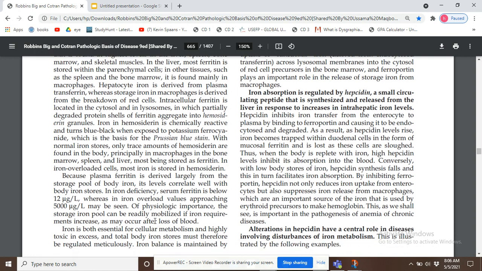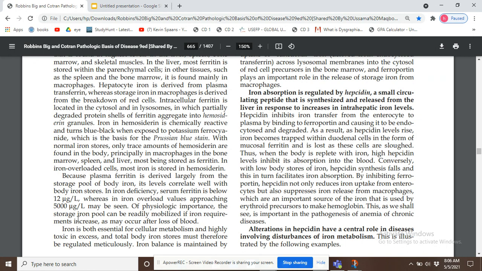Because plasma ferritin is derived largely from the storage pool of body iron, its level correlates well with body iron stores. In iron deficiency, serum ferritin is below 12 micrograms per liter, whereas in iron overload, values approaching 5,000 micrograms per liter may be seen. Of physiologic importance, the storage iron pool can be readily mobilized if iron requirements increase, as may occur after loss of blood. So most of the storage iron is normally in the form of ferritin, and a very small amount is stored as hemosiderin.